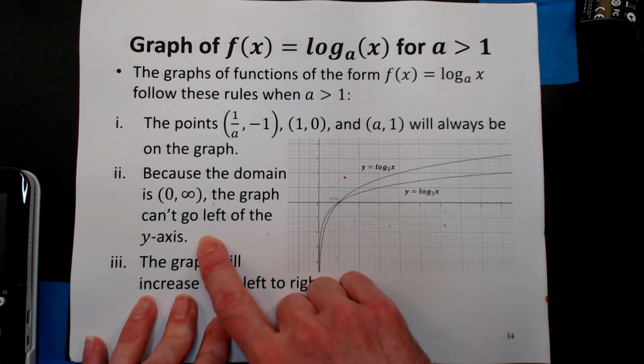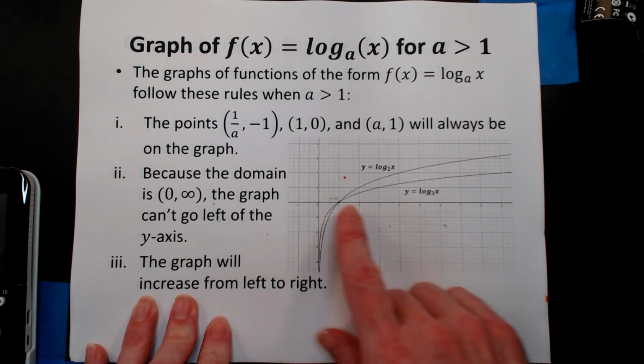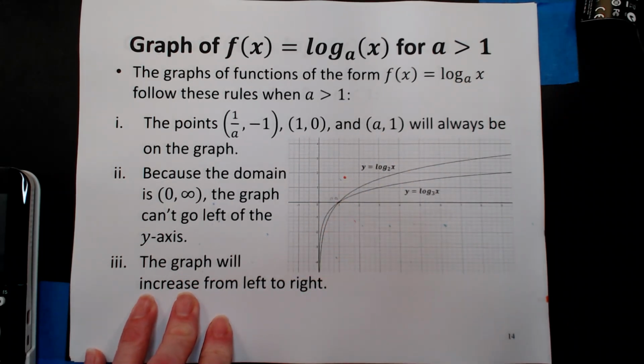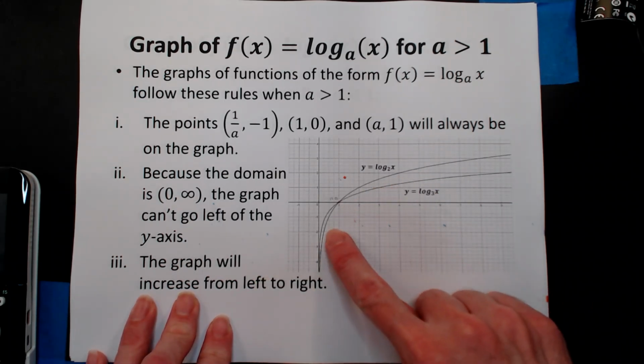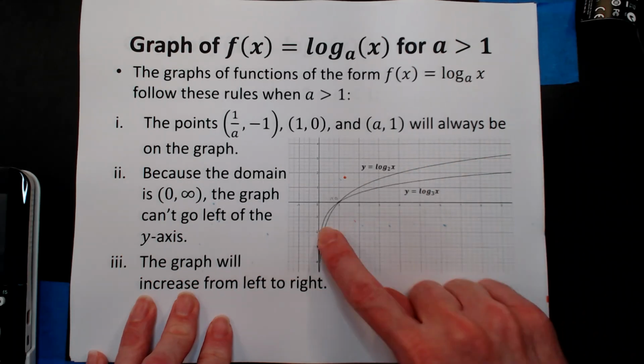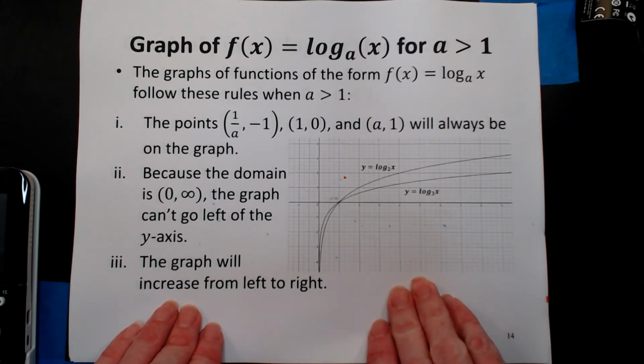The graph can't go left of the y-axis, because we can't plug in any negative numbers, because there's no power we can raise a positive base to, not including 1, that would give us a negative number back out. So in other words, for the domain, I can't plug in a negative number. In other words, I have my log base 2 of x here and my log base 3 here. And these will increase from left to right.